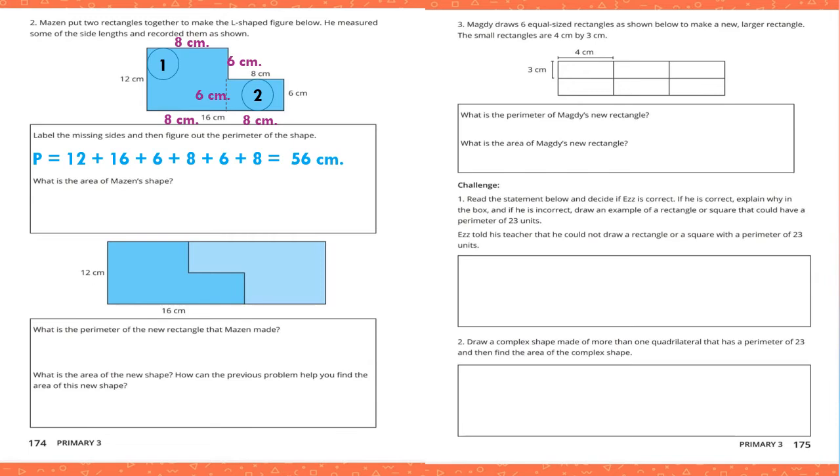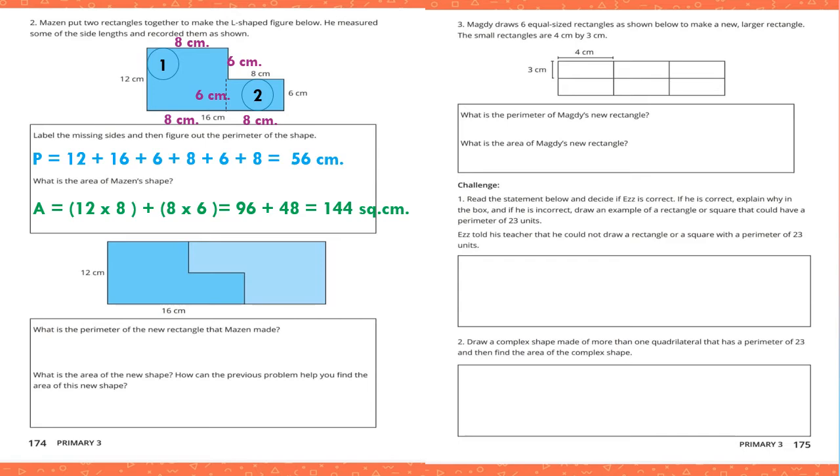And what is the area of Mason's shape? To get the whole area, I will get the area of the big rectangle plus the area of the small rectangle. So 12 times 8 plus 8 times 6 equals 96 plus 48 equals 144 square centimeters.